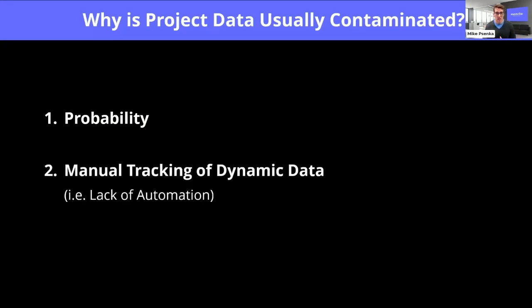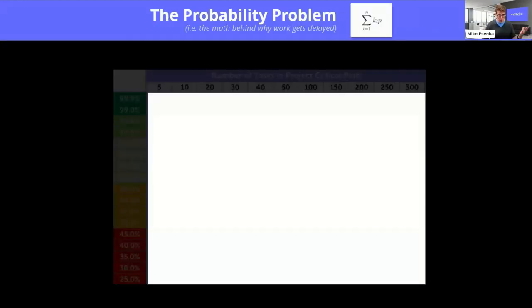But the other thing is that we're manually tracking all this data. We have a lack of automation around a huge volume of data that is very, very dynamic. And so trying to manually track that data is a fool's errand, and it eventually leads to this project data being bad and contaminated. So let's talk about the probability problem first.